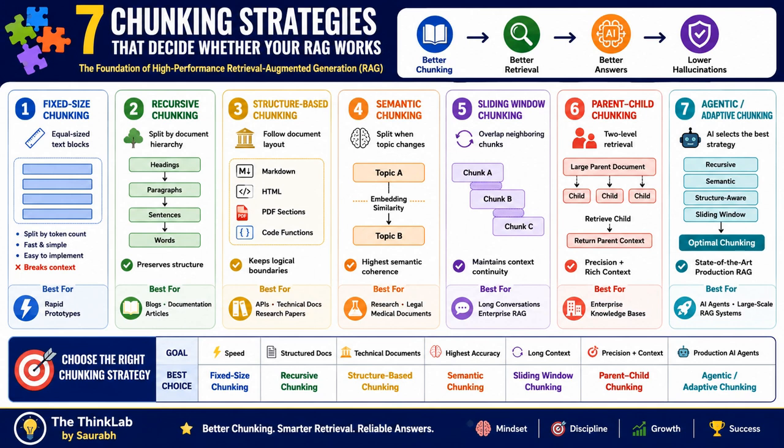Now let's explore the 7 strategies for better chunking. Strategy 1, fixed size chunking. The first strategy is fixed size chunking. This is the simplest method. Here every document is divided into equal size chunks. For example, every chunk may contain 500 tokens. The advantage is simplicity, right? It is very fast to implement, and it is also very fast to run.